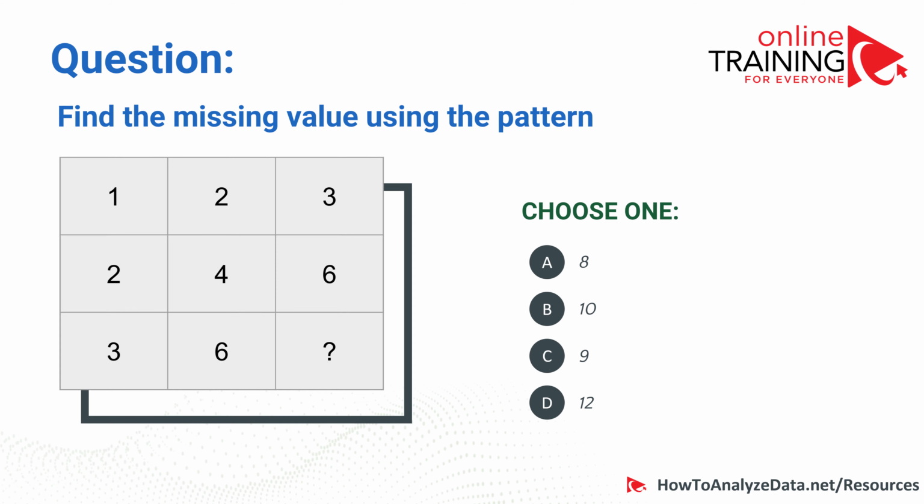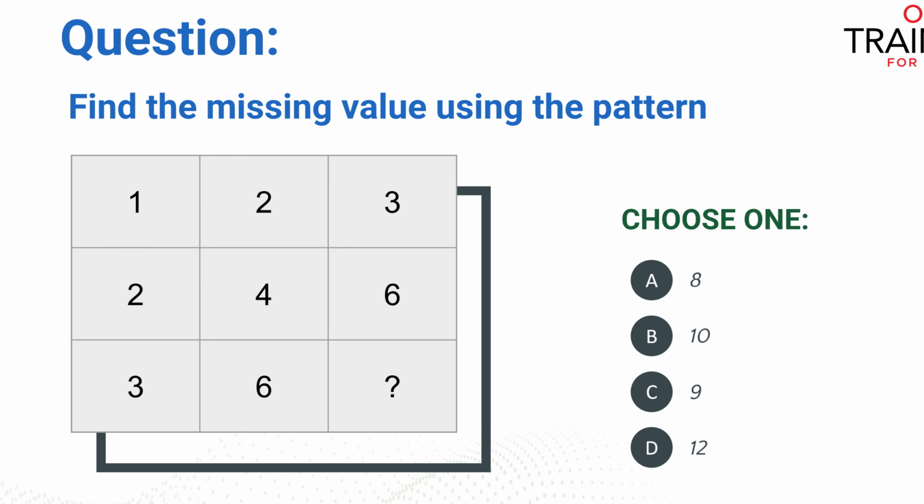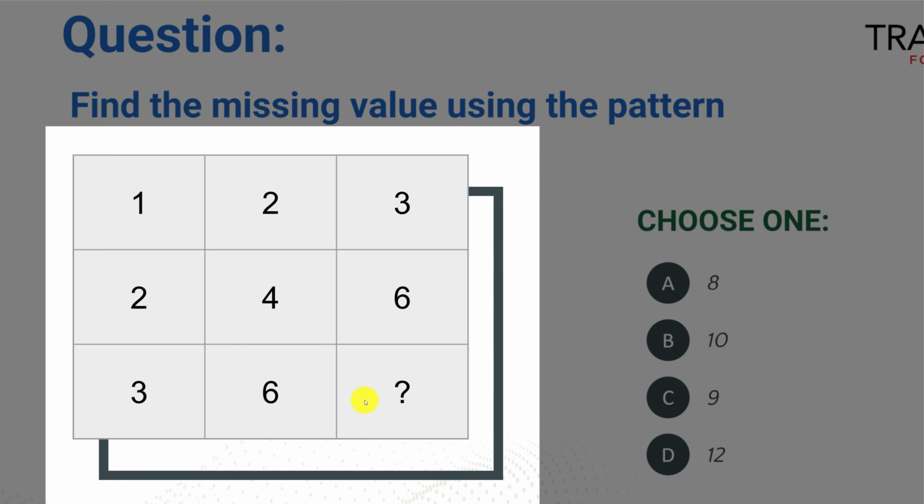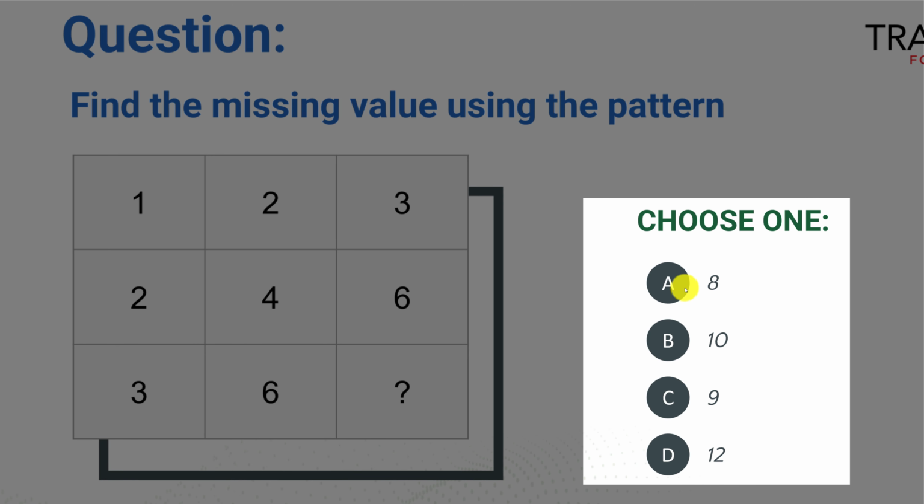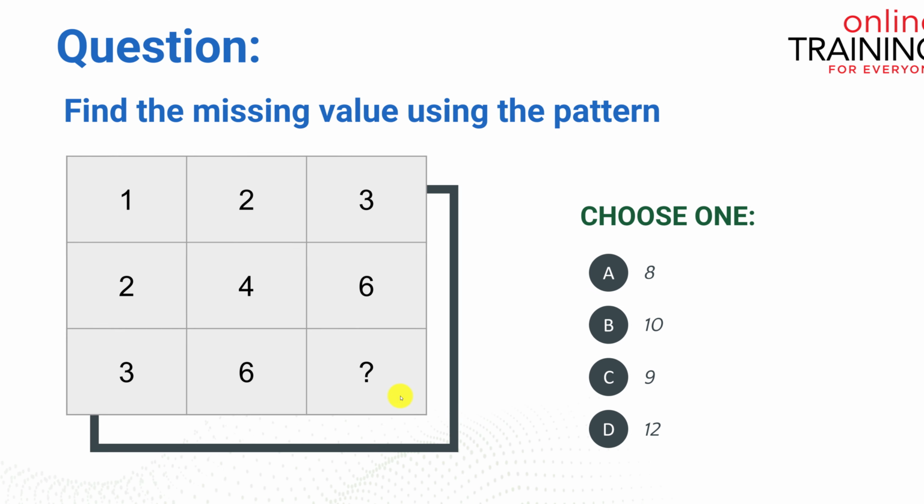Now let's look at the question. Find the missing value using the pattern. You see the 3x3 box, and one of the values in this box is missing. So what is the pattern? And there are four choices. We have A, B, C, and D, right? And obviously you would have to find the pattern and calculate the value. So what do you guys think is the right answer here?